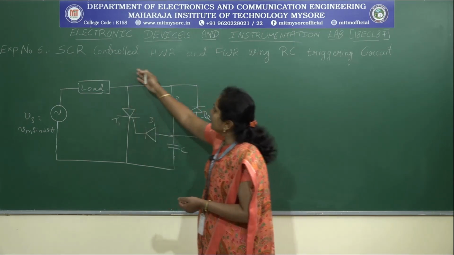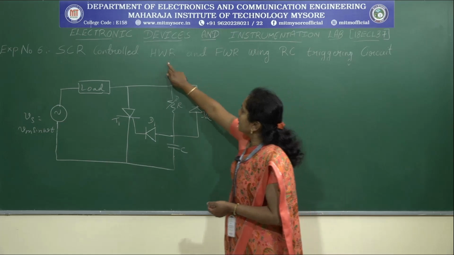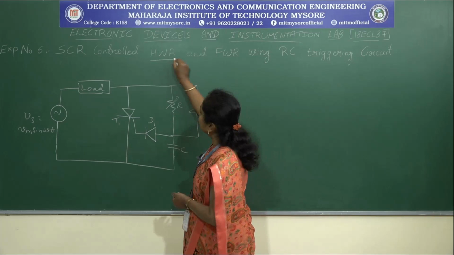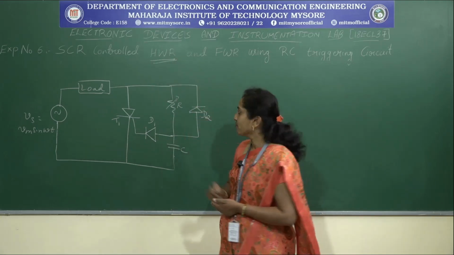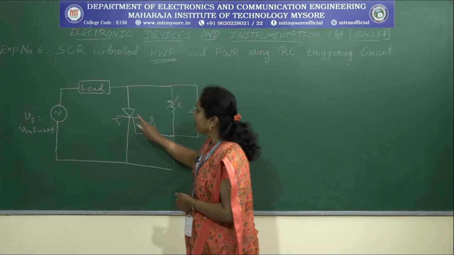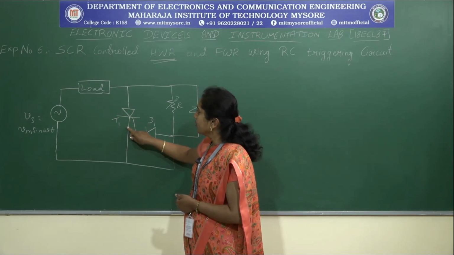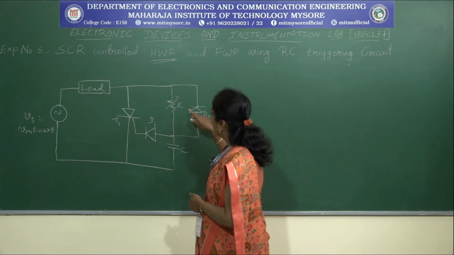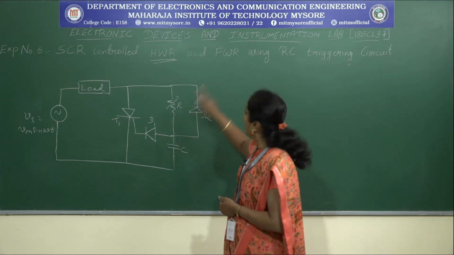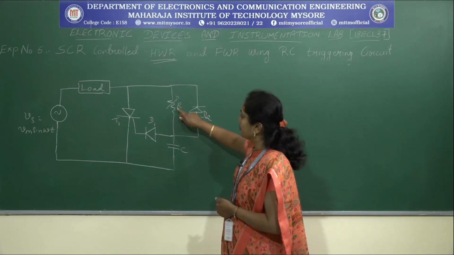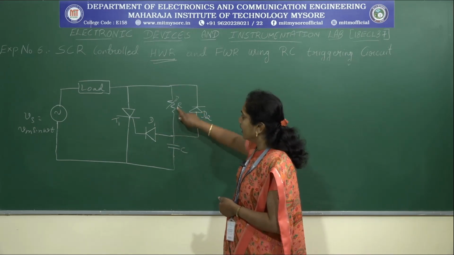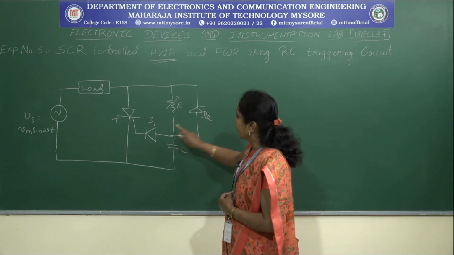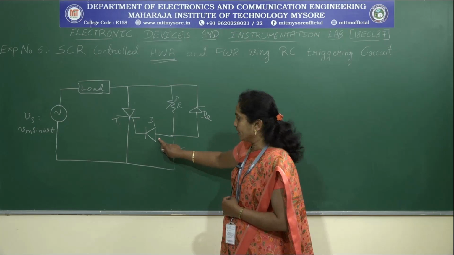Yes, this is our SCR controlled half wave rectifier using RC triggering circuit. So here we are using only the half wave rectifier. In this circuit, the thyristor which is connected has the anode, cathode and the gate terminal. And this is the R and C, because we are using RC triggering circuit. R is the resistance and C is the capacitance. And the diodes D1 and D2 are also connected.